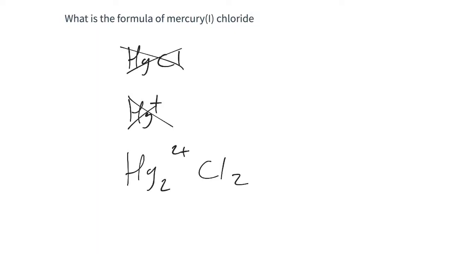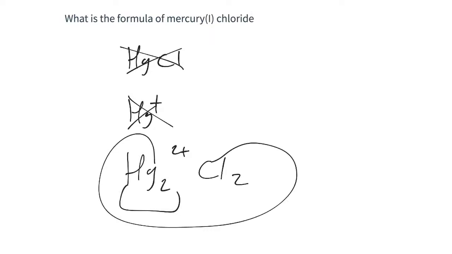Now, this serves as one actual key reminder, probably more so than the reminder about mercury: we like to express the formulas of ionic compounds as the empirical formula of the ions, not of the elements. So we're thinking this is the empirical formula, the simplest mercury ion, because the two mercuries are bonded together. So we're not going to break that down. We're going to keep this as Hg2Cl2.